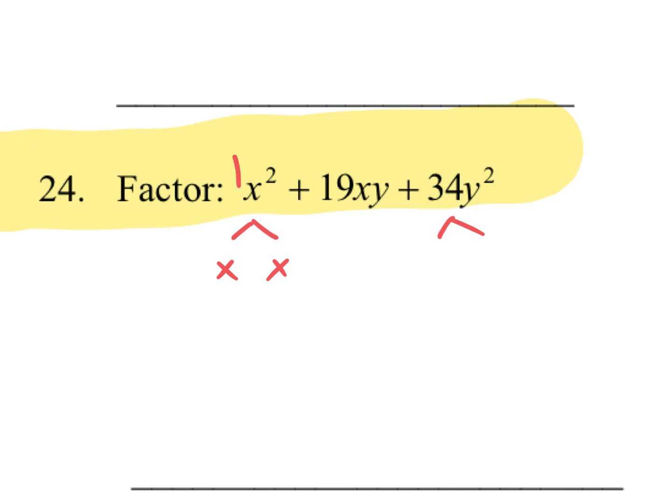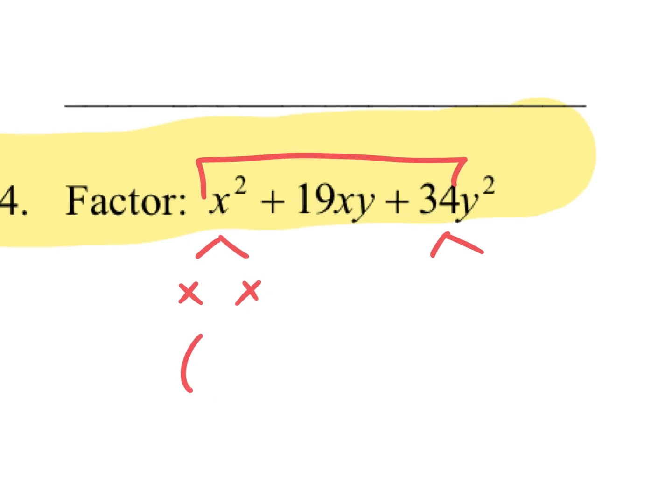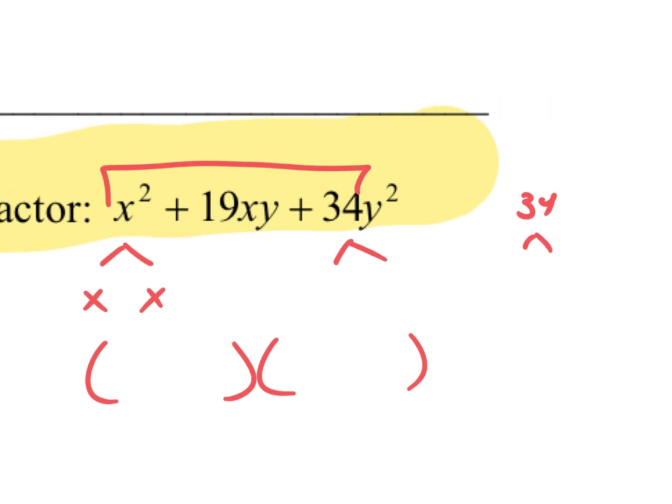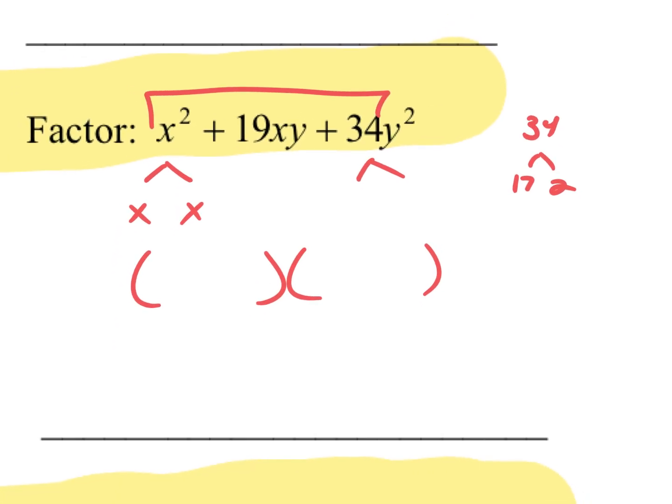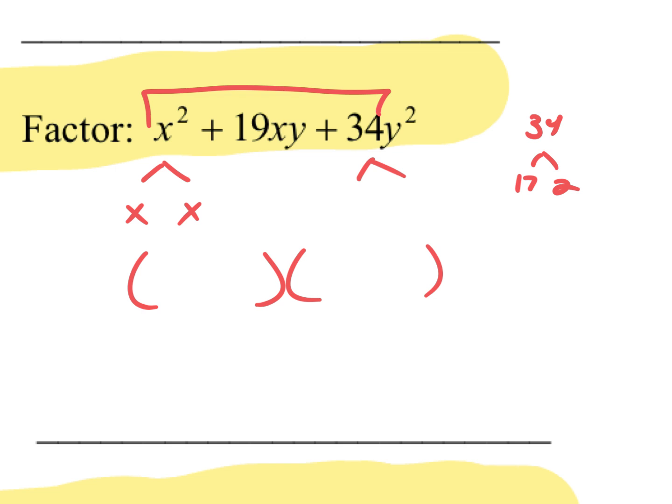So I'm going to say a times c. What times what, guys, will give me 34 when I multiply, but 19 when I add? 17 and 2, right? 34 is 17 and 2. Those are not too big of numbers for you guys to handle. So think about what my parentheses are going to look like. What letter is in the front of each parenthesis? X. What letter is in the back of each parenthesis? Y. You have to have both of them. Does it matter where the 17 and where the 2 go?